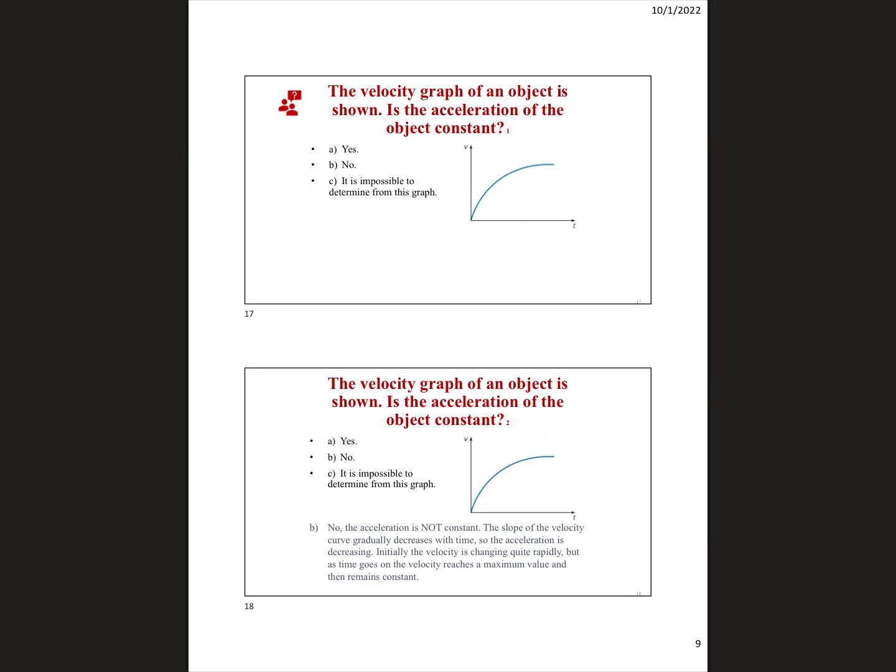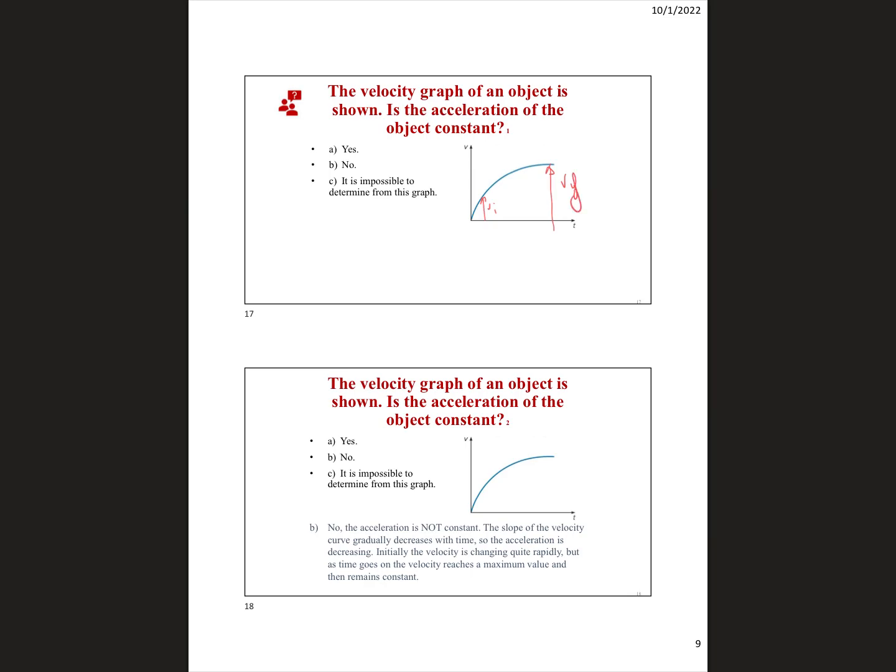The velocity graph of a car is shown. Is the acceleration of the object constant? What it means is that this is the velocity, and the velocity is changing. But the change in the velocity is this amount. So V initial, let's do it better. Let's erase here. Let's say V initial, and here V final.